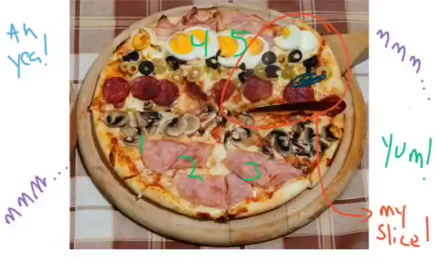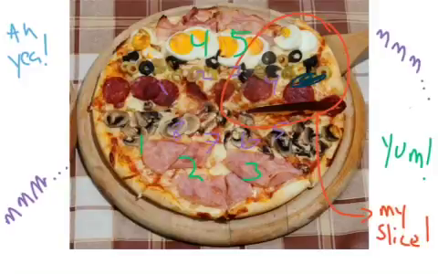Now, that's only part of the problem. The other part of the problem is we have to figure out how many slices total are on this pizza. So, Victoria, how many total slices do you see here? 8. 8. Let's make sure that she is correct. So, 1, 2, 3, 4, 5, 6, 7, 8. Okay, so I agree with her.